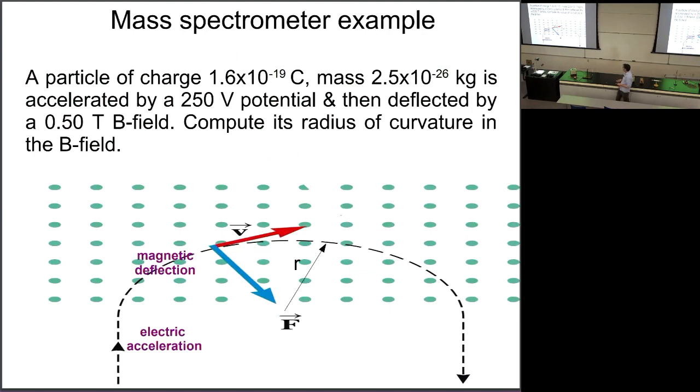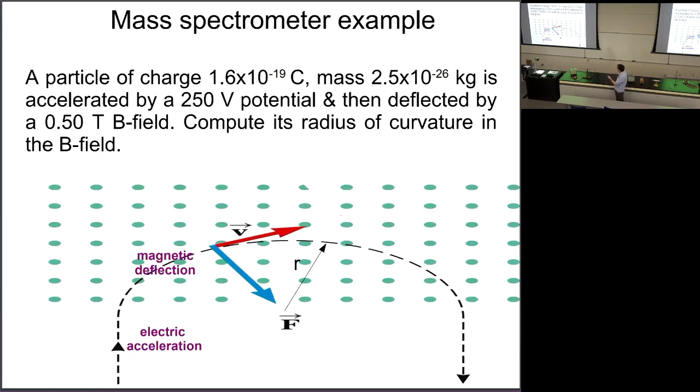Okay, let's look at a more quantitative example. So let's work through this example here. We've got a single charged particle we're going to think about, with a certain charge. It's 1.6 times 10 to the minus 19 coulombs, so it's the electronic charge, and it's got a particular mass. It's 2.5 times 10 to the minus 26 kilograms. So I don't know what it is. It's some sort of ion.